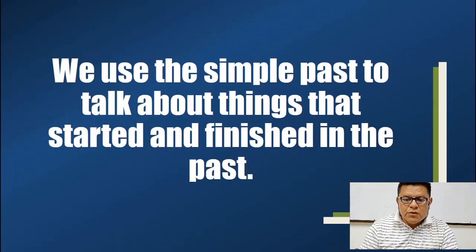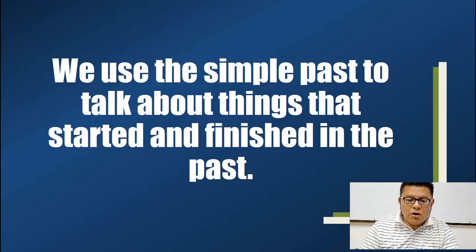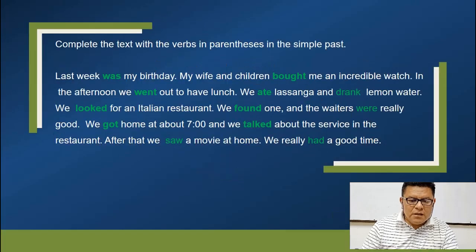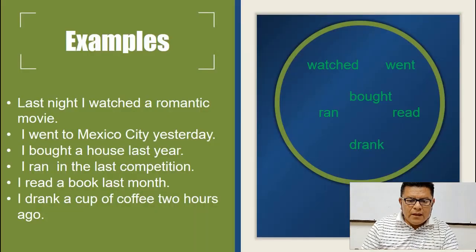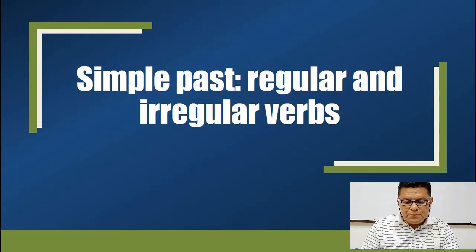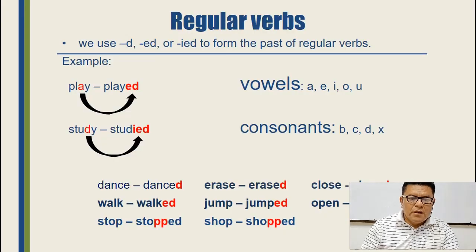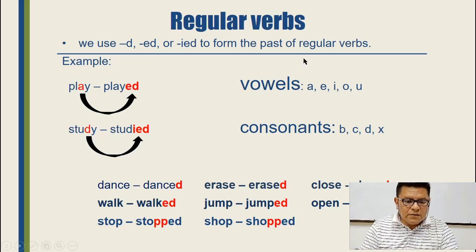We use the simple past to talk about things that started and finished in the past. Okay. Now, let's explain some rules. First, regular verbs. We use the -ed or -ied to form the past of regular verbs.